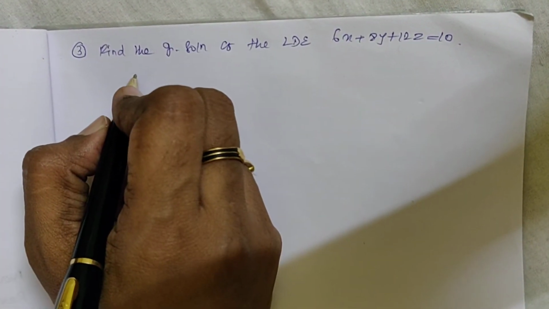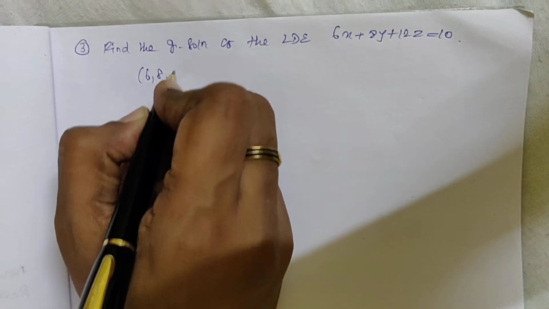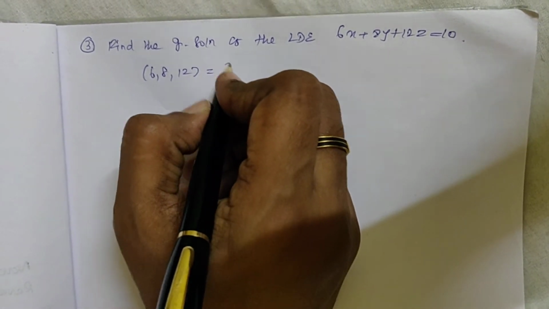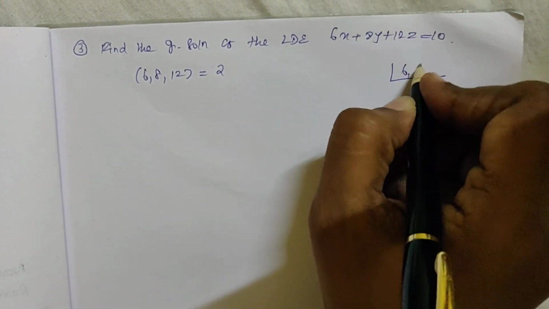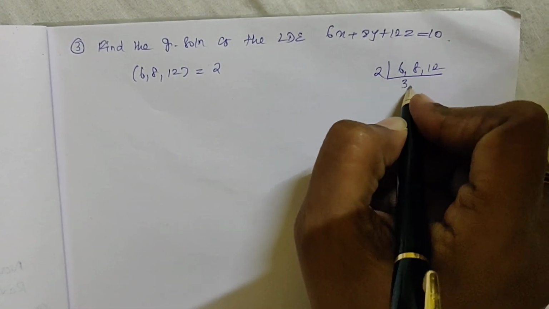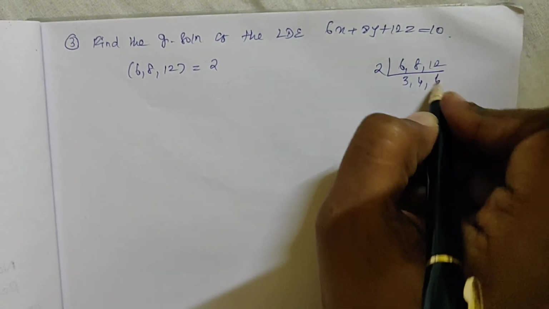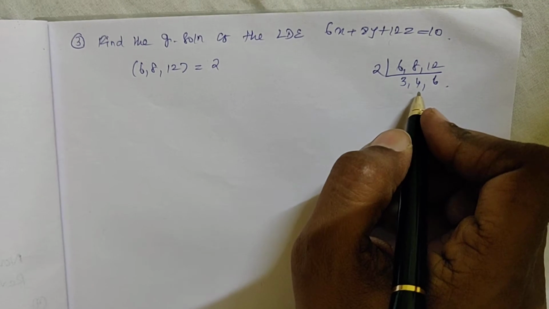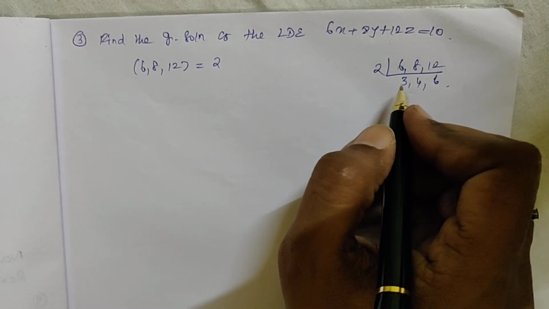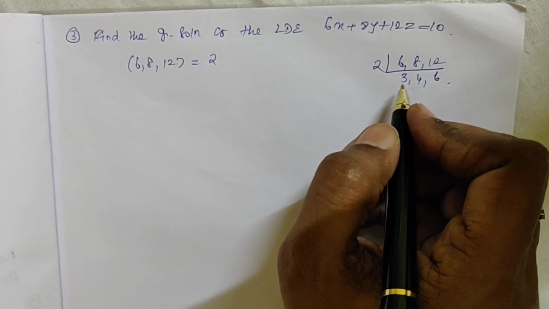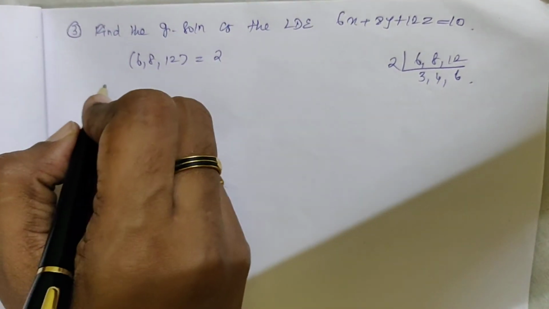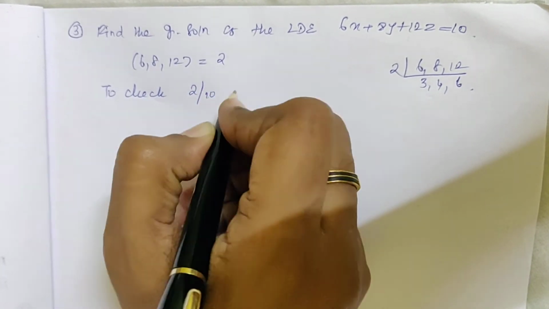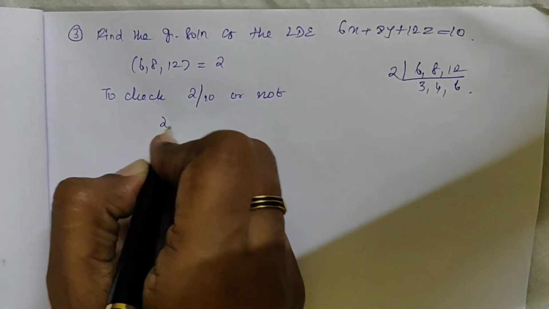So first we find out the GCD value of 6, 8 and 12. That is nothing but 2 only. There is no common divisor between 3, 4 and 6. Therefore 2 is the GCD of 6, 8 and 12. Next you have to check whether this 2 is a divisor of 10 or not. Yes, 2 is a divisor of 10.